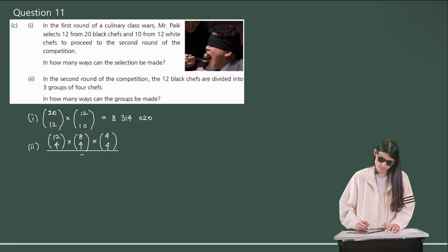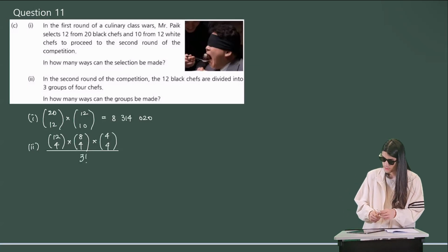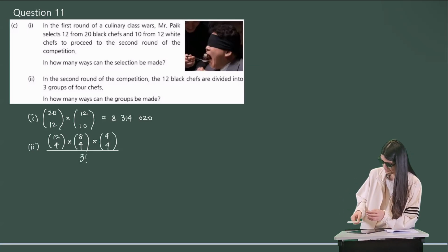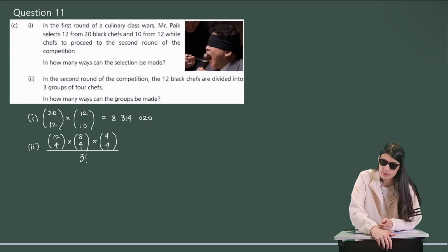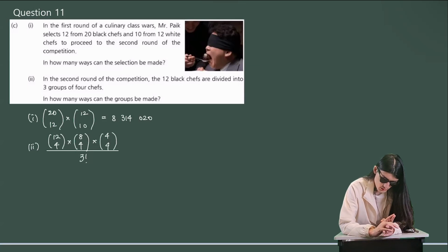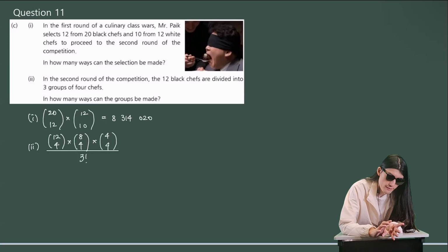Now, we must divide this by 3 factorial. Why? Because in the selection process that we have just conducted, we chose 4 chefs for the first group, call it group A, and then 4 chefs for the second group, call it group B, and then the remaining 4 formed group C, didn't we?